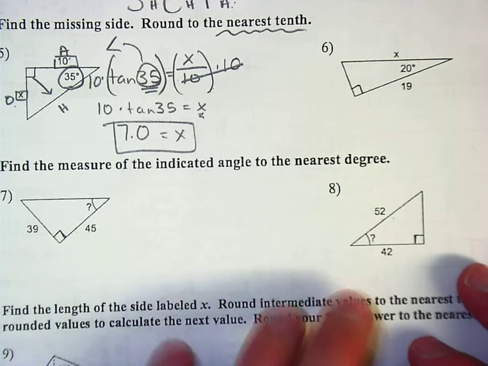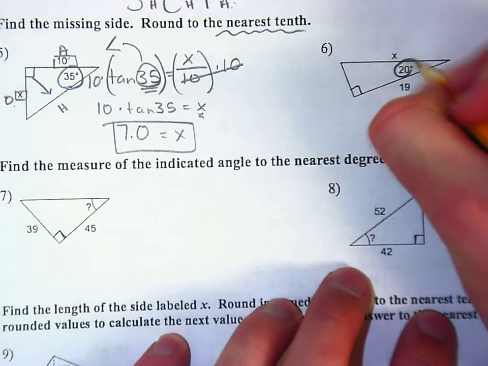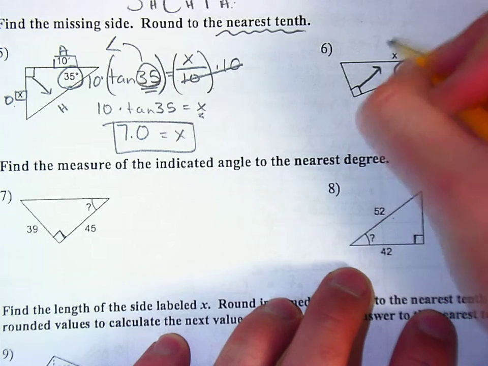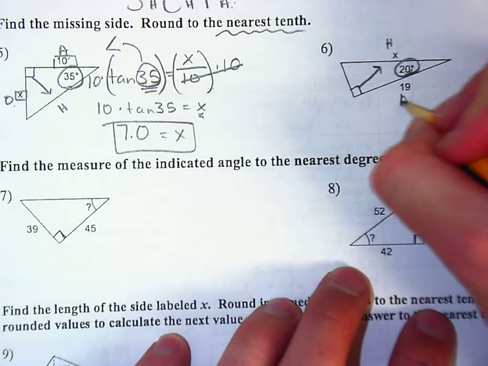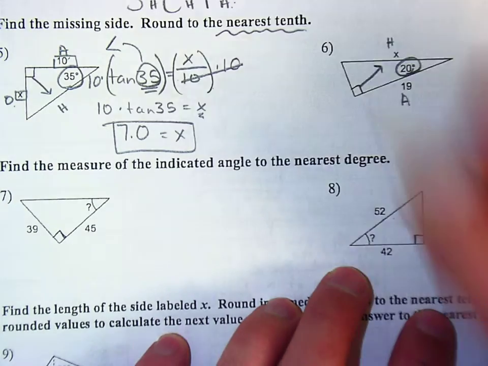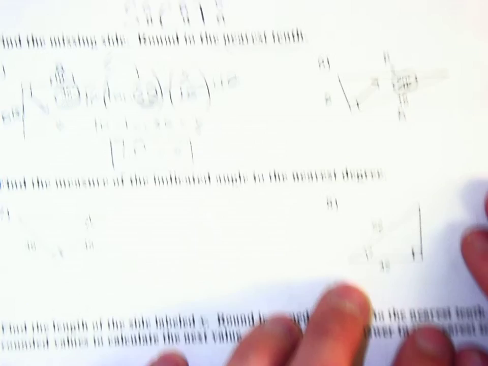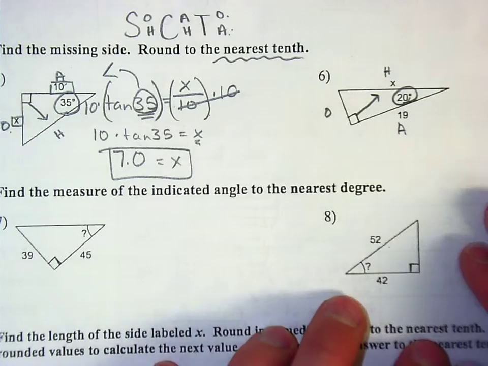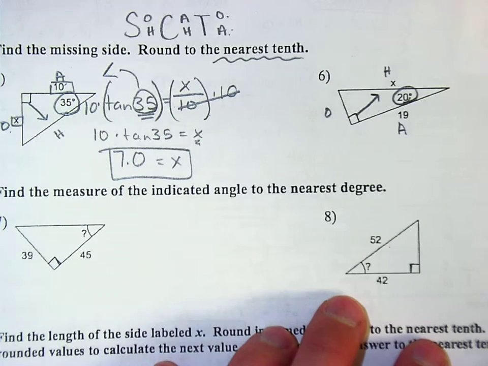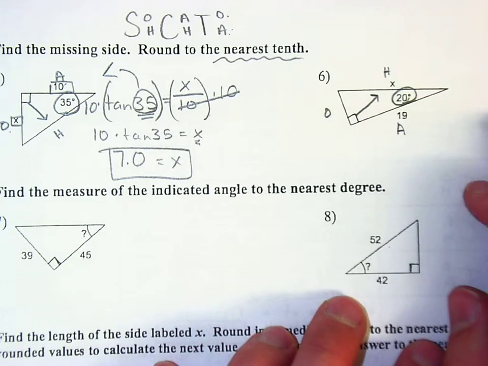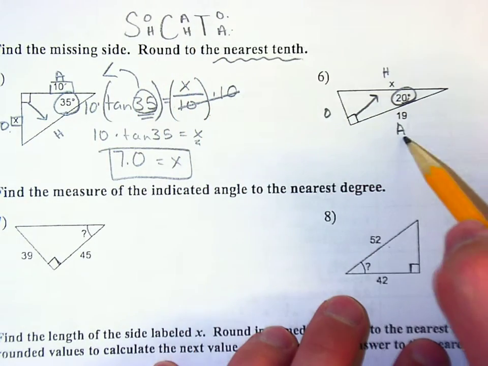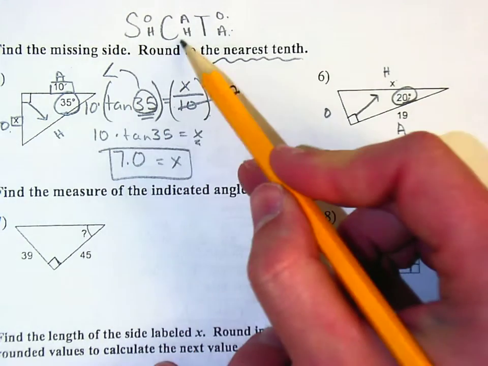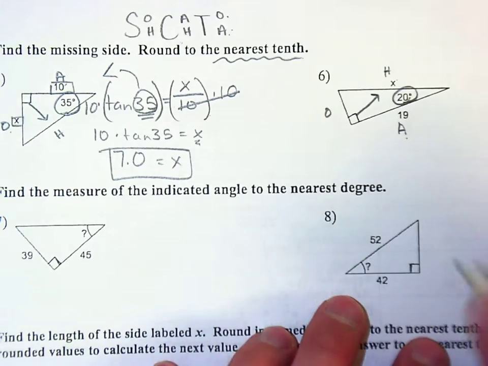Again, let's look at number 6. Here's our angle. This is our hypotenuse. Noticing this time we have the hypotenuse. Here's the adjacent, and here's the opposite. So again, the same question would be, how do I know which one to use? And the answer is the same. We're just looking at SOHCAHTOA. We notice that we have A and H. We're going to use cosine.